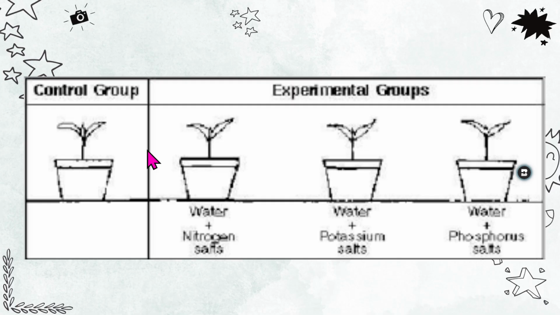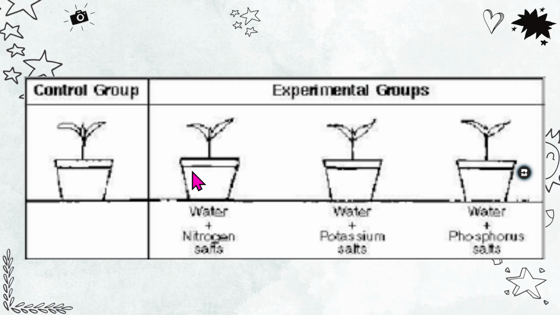Sometimes we can have multiple experimental groups at the same time. I know this picture is kind of hard to see, but a control group is just getting regular old water. We're going to water our plant with just normal water. Our experimental groups are getting some sort of supplement. So one is getting nitrogen, one's getting potassium, one's getting phosphorus.